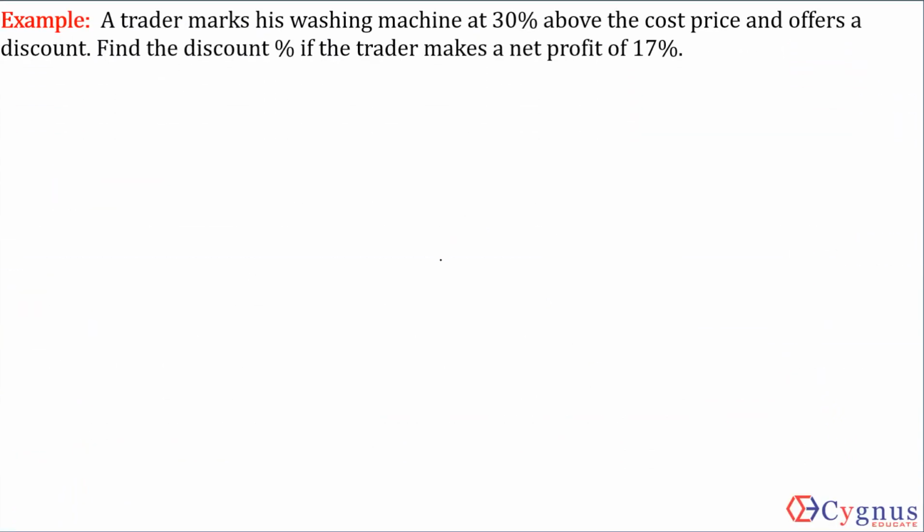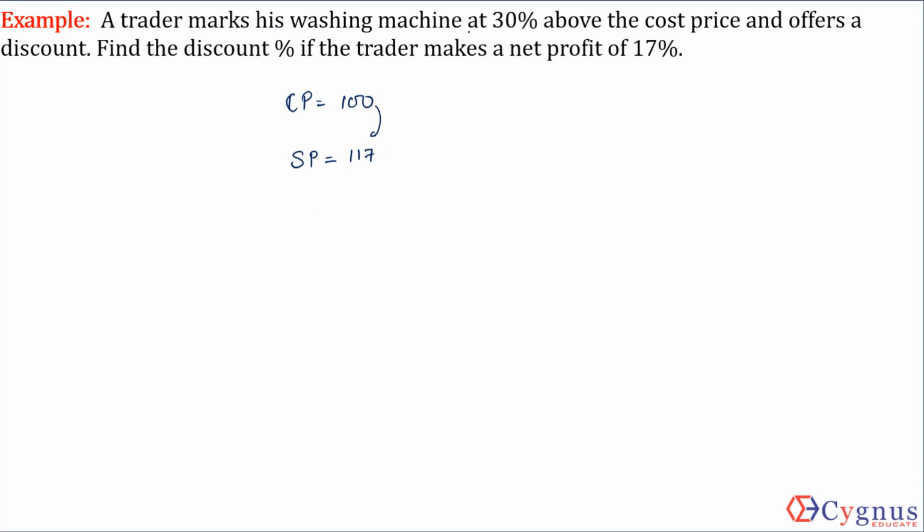A trader marks his washing machine at 30% above the cost price and offers a discount. Find the discount percent if the trader makes a net profit of how much? 17%. It's better to take the CP of an article equal to 100. He makes a profit of 17%, so definitely the selling price of the article will be 17% more than this. So it becomes 117. What else is given?